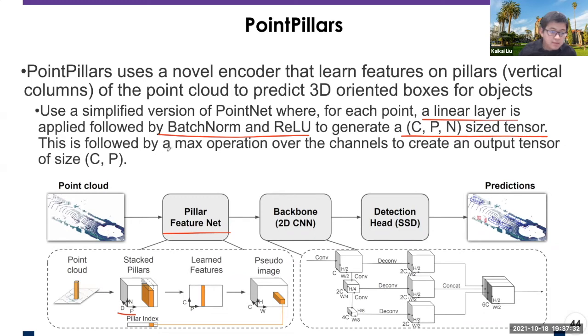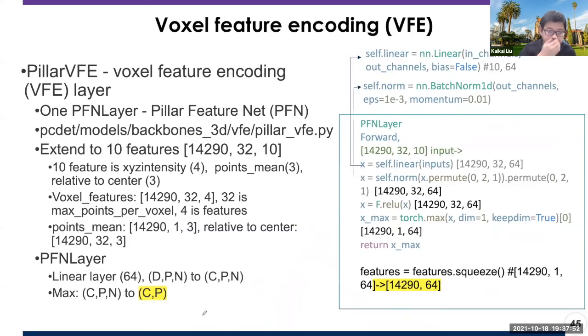Then they have a max operation over the channels. Then they can get the C and P. This is the C and P. So what's the detailed process from this feature learning? How can you get the DPN tensor to become a CNP tensor? So we can check the code.